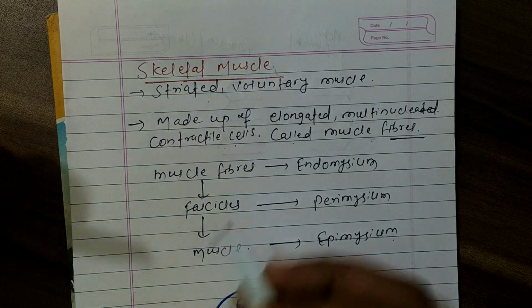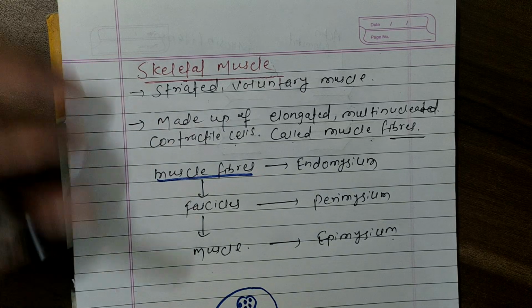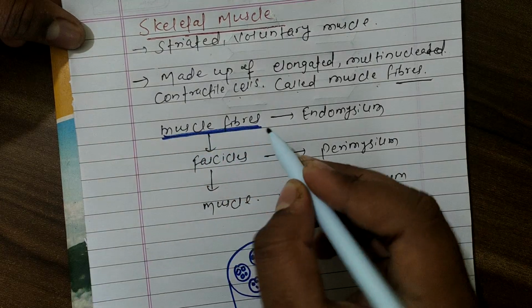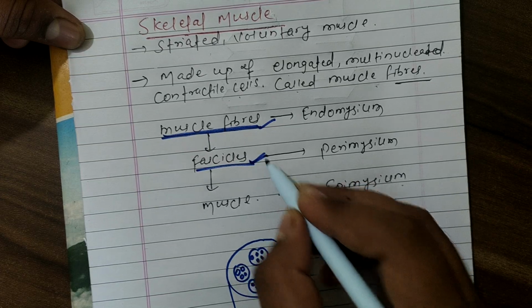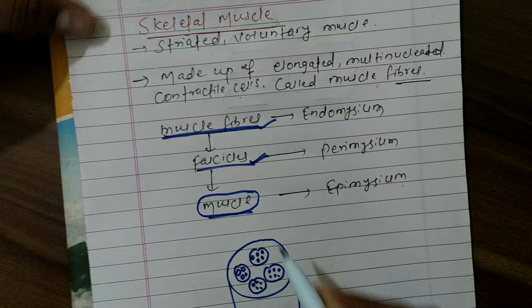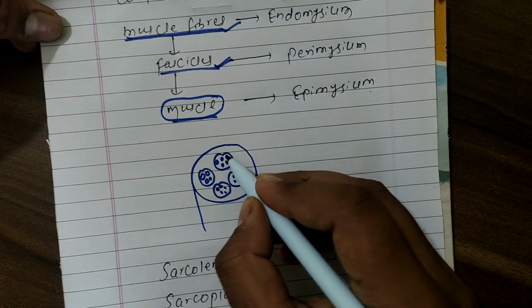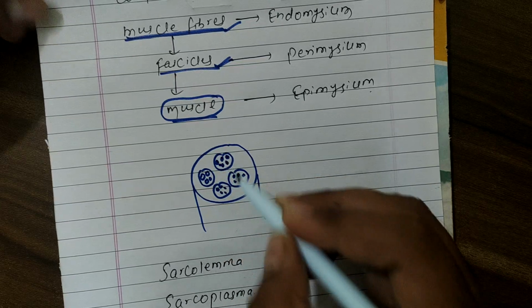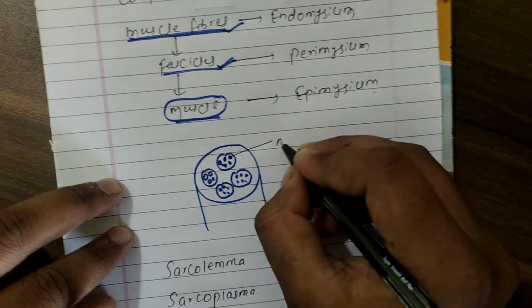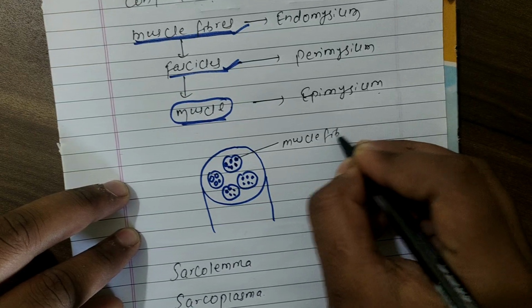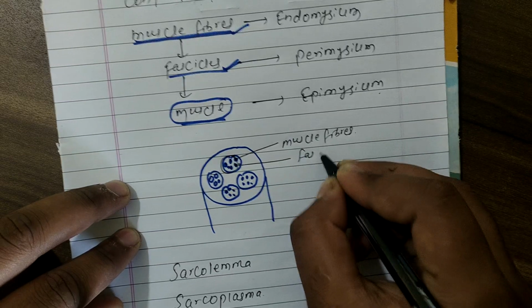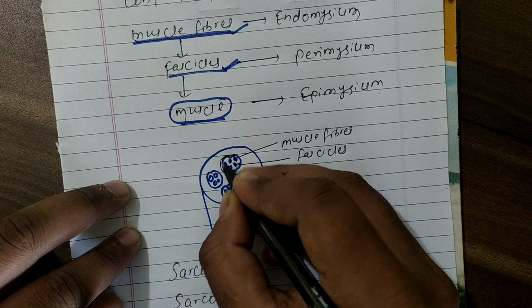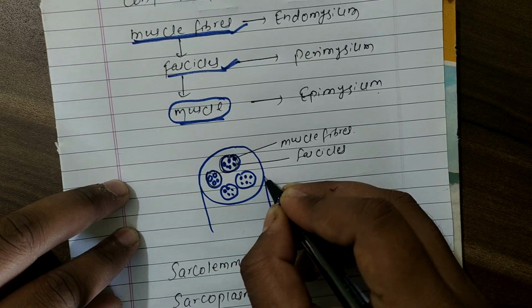See, the muscle fiber is the smallest structure which makes the muscles, and a group of muscle fibers makes the fascicles, and these fascicles make one muscle. See, this is the structure of the muscle fibers. The muscle fibers group together to form the fascicles, and these fascicles group together to form one muscle.